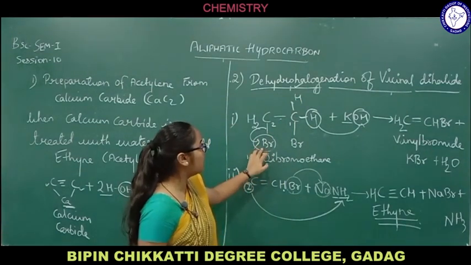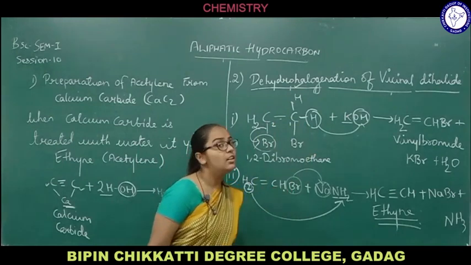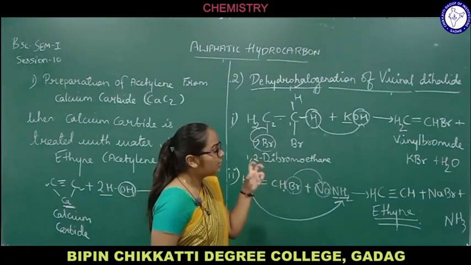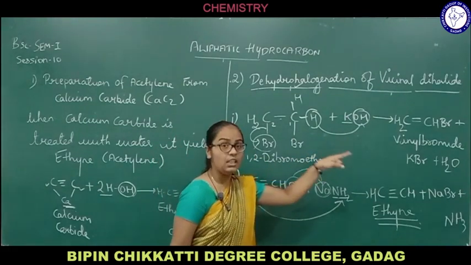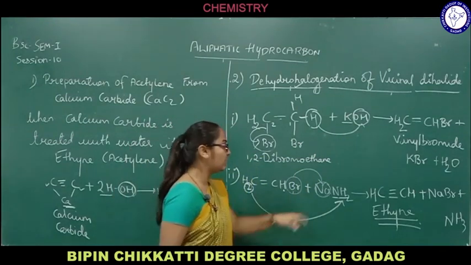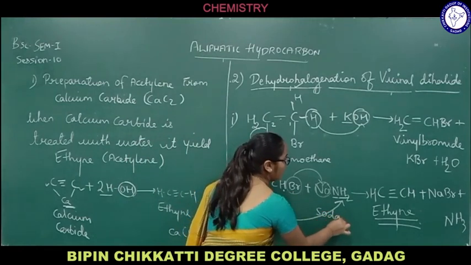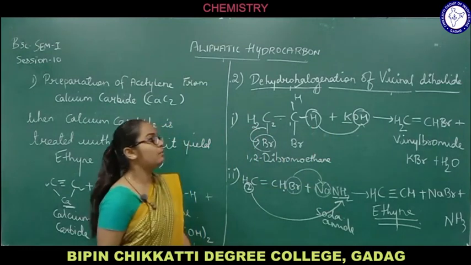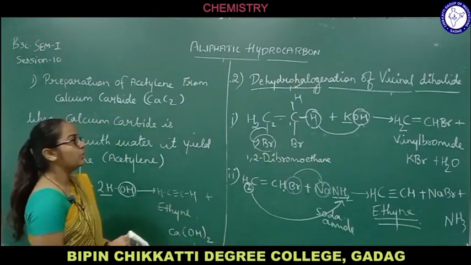So in this manner, one halo group is removed from one carbon atom, and the hydrogen atom is removed from the other carbon atom, and thereby we yield a certain intermediate whose name is vinyl bromide. This vinyl bromide will go and combine with soda amide, the name for this is soda amide, to form ethyne, ammonia gas, and then sodium bromide. So this is how the reaction takes place.